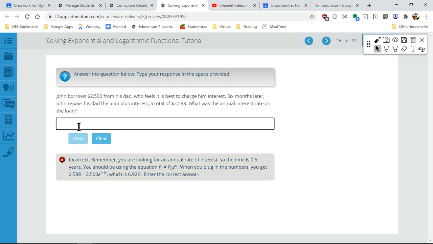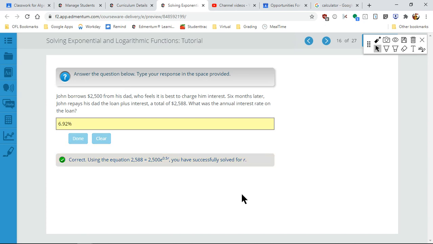So that's just Admentum being picky, guys. It's not the math that's hard. It's just Admentum really wanting you to solve it the way they want you to solve it, even though technically, if you're doing math, that should be a decimal, not a percent.